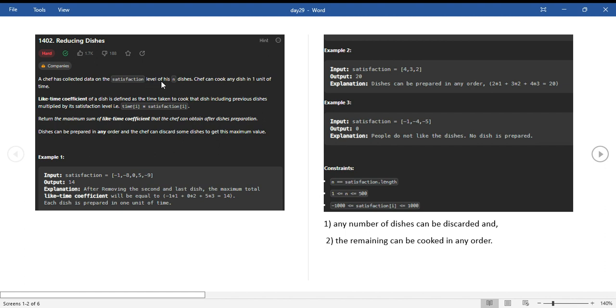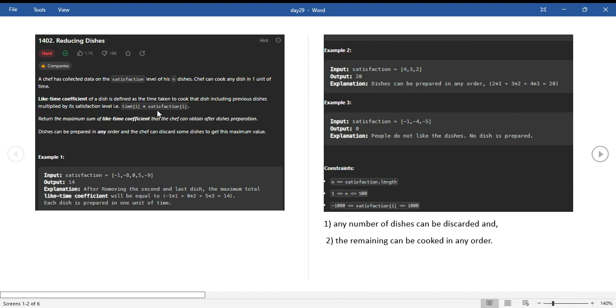A chef has collected data on the satisfaction level of his n dishes. The chef can cook any dish in 1 minute of time, so all the dishes are going to take 1 minute. The like-time coefficient of a dish is defined as the time taken to cook that dish, including previous dishes. So suppose I'm at a dish, I need to count the time for cooking the previous dishes as well. For example, for minus one and minus eight, I will cook them in one unit of time and two units of time, and when I come to the third dish, it will take 3 units of time.